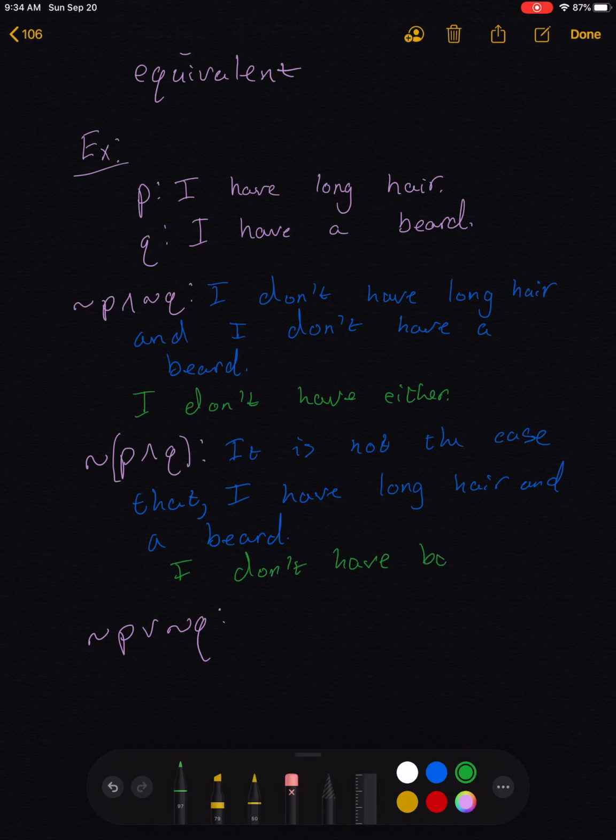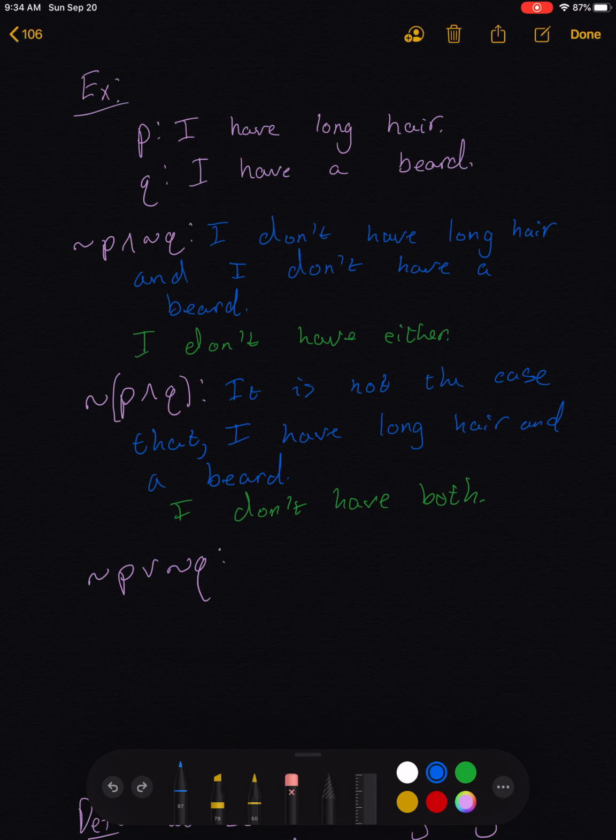So the first thing this shows us is that the negation can't just be distributed, right? We can't just take this negation and distribute it to P and Q to get this statement here because they don't mean the same thing. Again, one says I don't have both, the other says I don't have either. But let's take a look at this statement, negation P or negation Q. So this would be I don't have long hair, that's the negation of P, or I don't have a beard.